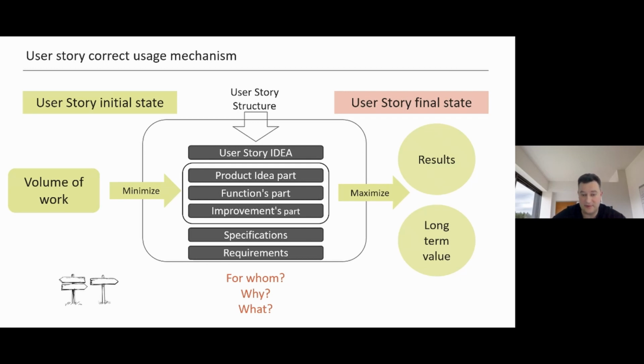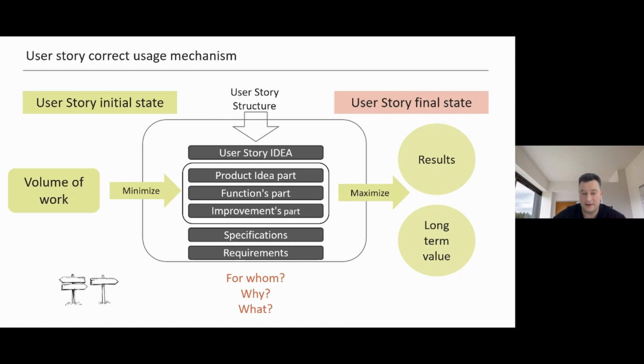Also, we have some kind of specifications and requirements. And from the initial point, we're going to start our work from the volume of work. To estimate, we need to have user stories as a unified estimation unit, or just a tool, to understand what kind of volume of work we need to do. At the same time, we need to minimize our volume of work and maximize our results and long-term value. So in that case, we're going to move from user story initial state up to user story final state. And for sure, we need to answer the next questions: for whom, why, and what.